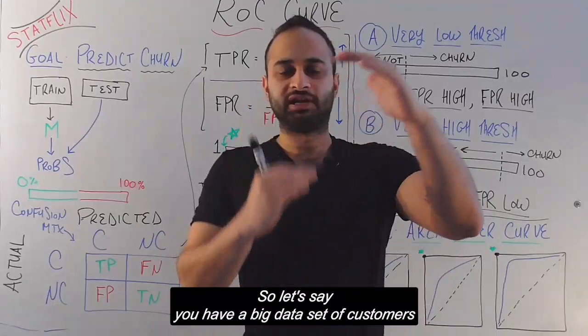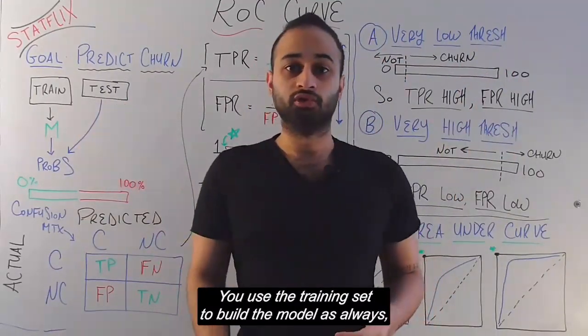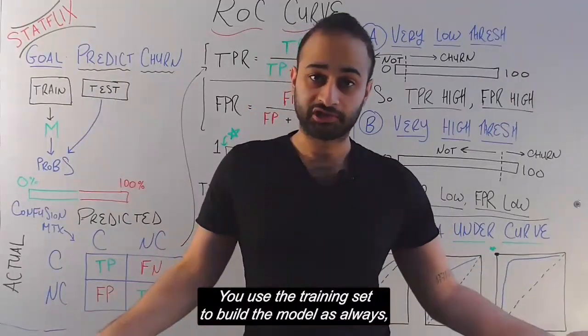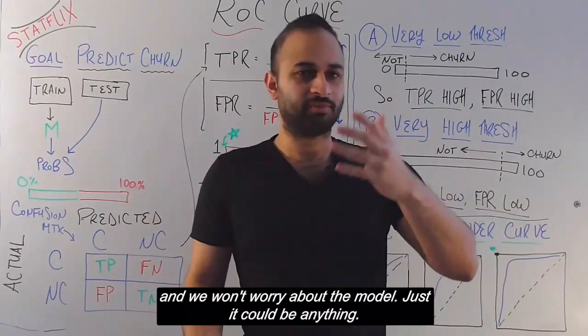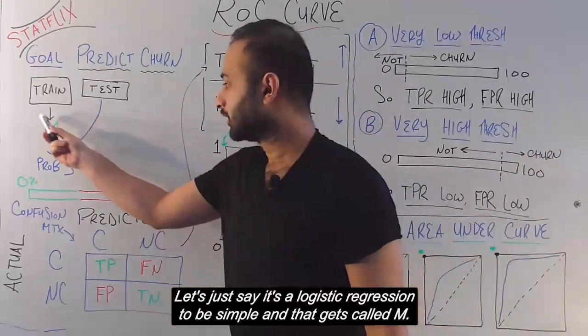Let's say you have a big data set of customers and you split them up into a training and testing set. You use the training set to build the model, as always. We won't worry about the model, it could be anything. Let's just say it's a logistic regression to be simple. And that gets called M.